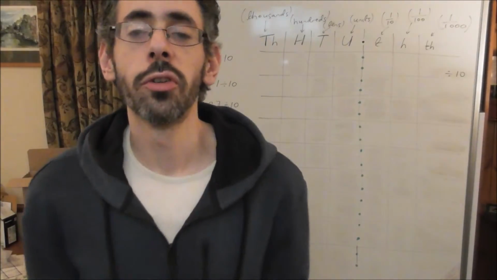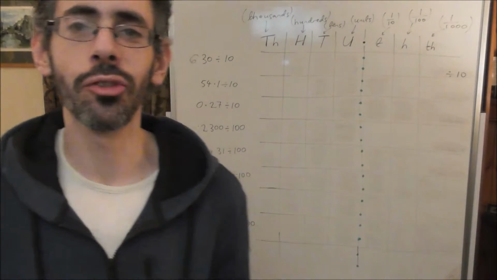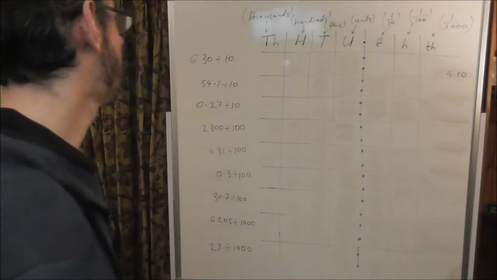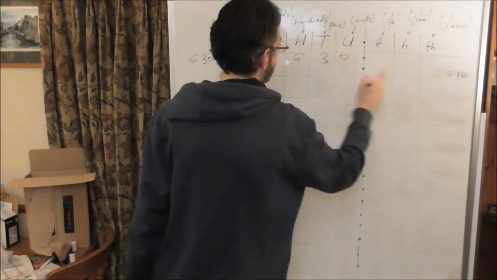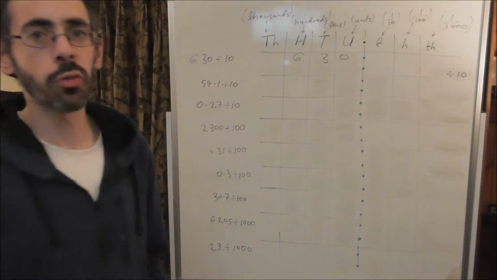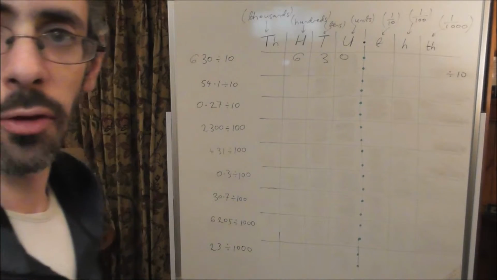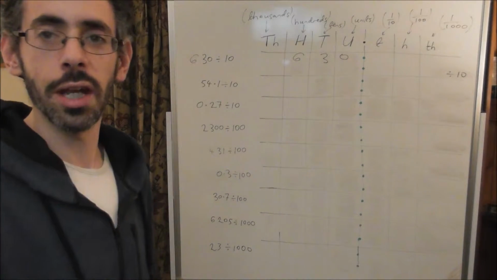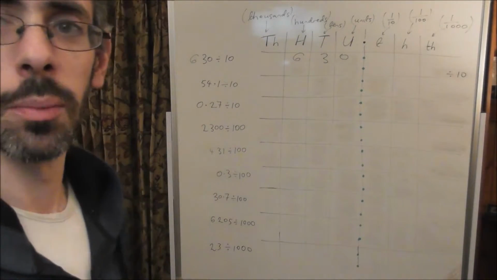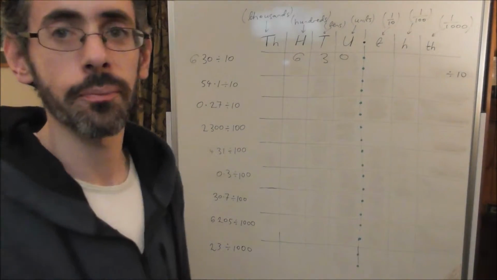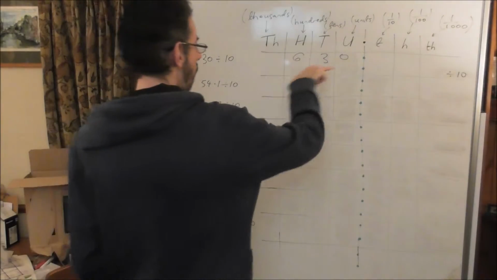Right, so let's move on to division by 10, 100 and 1,000. I'm going to start with 630 divided by 10. Now when you multiply by 10, all the digits move 1 place to the left. Division is the inverse of multiplication, so the opposite process. So when you divide by 10, all the digits are going to move 1 place to the right. So they're going to move 1 place down that way.